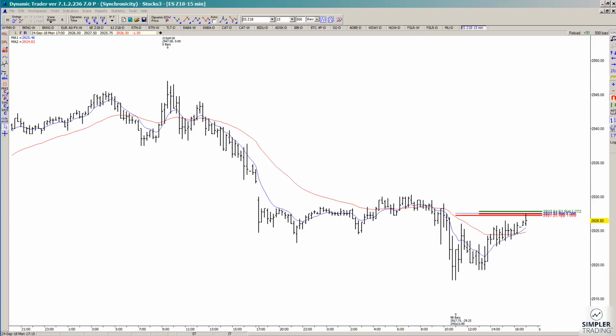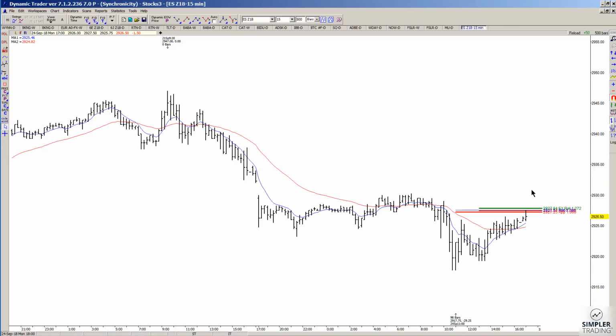But on a failure to clear that same area, you have to realize that this is resistance, and if we can't take it out and it starts firing off sell triggers instead, then you do have reason to look at a short against this same key area. Okay, so this is the pivotal zone that I'll be watching. If we can continue to hold above this low and then take this out, then I'll be looking for the resumption of the rally instead.